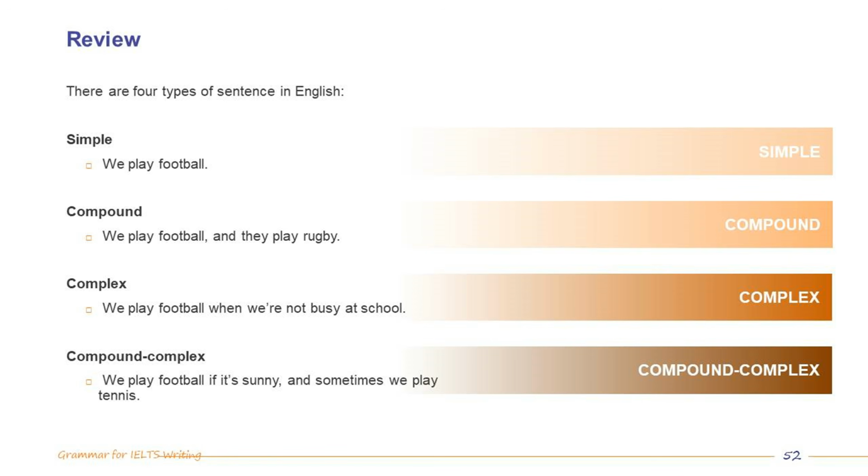To review, there are four types of sentence in English. Simple: we play football. Compound: we play football and they play rugby. Complex: we play football when we're not busy at school. And compound complex: we play football if it's sunny and sometimes we play tennis.